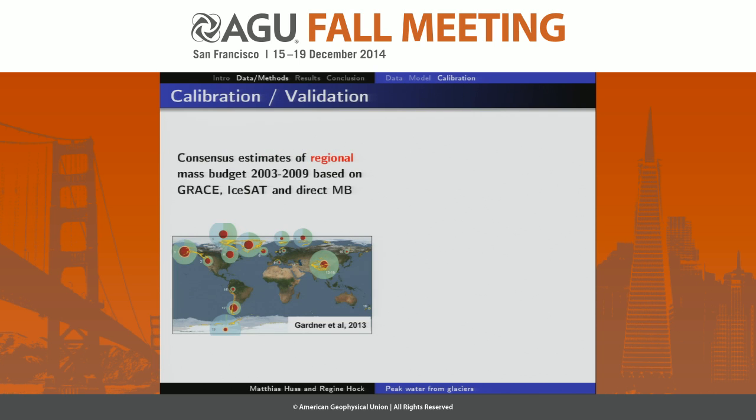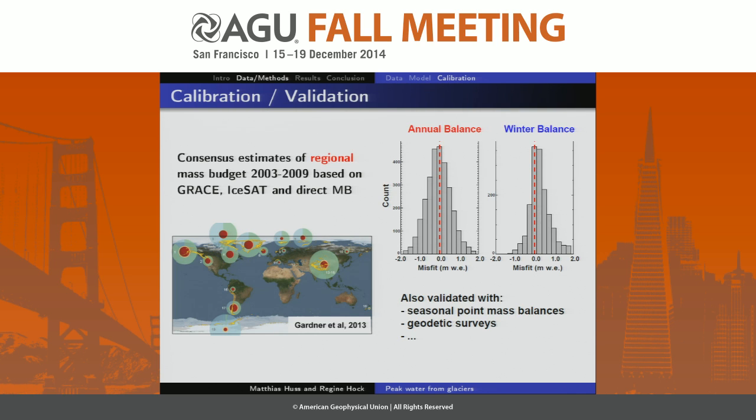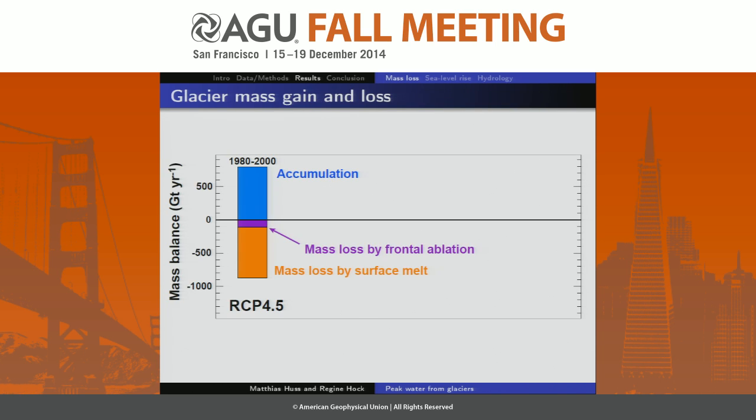The model is calibrated with consensus estimates of the regional glacier mass budget based on GRACE gravity, ICESat, and direct mass balance measurements based on Gardner et al. 2013, and it is validated against all the measurements included in the World Glacier Monitoring Service database. So we include annual mass balance, winter mass balance of the glacier, but also seasonal point mass balances and geodetic surveys. So let me go straight into the results.